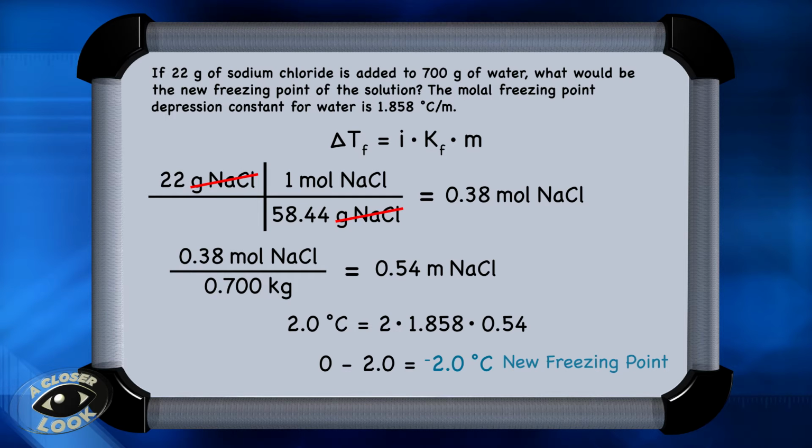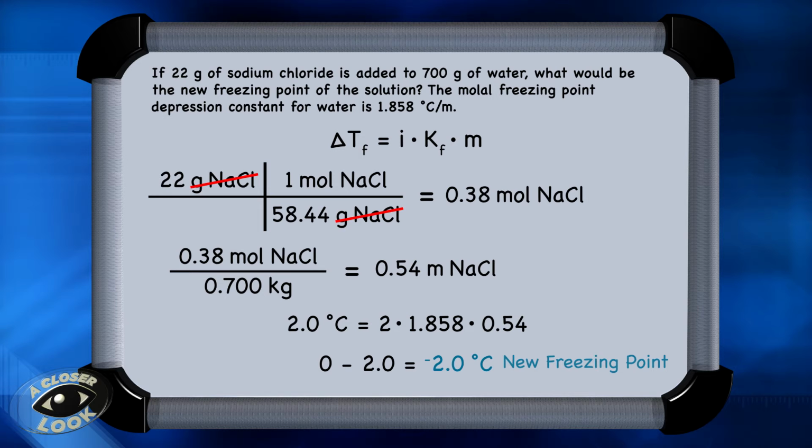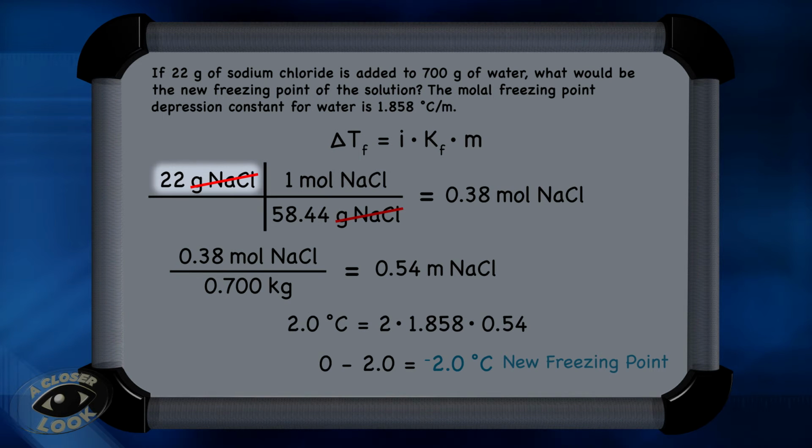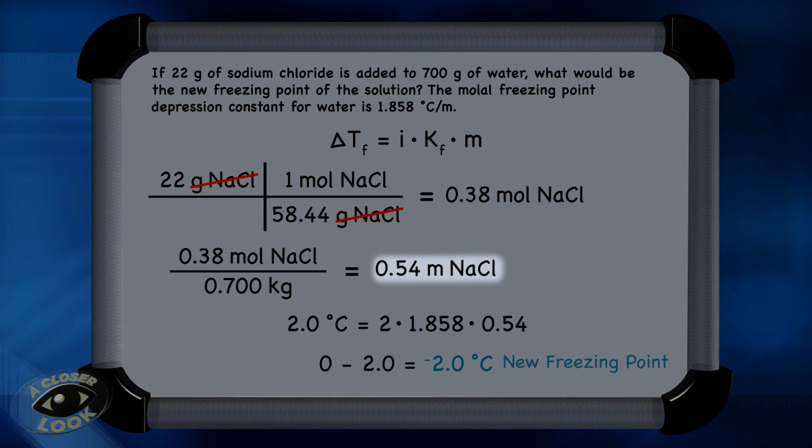So for every mole of sodium chloride that is dissolved, we're going to get 2 moles of ions. The constant was given to us, and we plug that in for K sub F. We determined the molality by taking the 22 grams of sodium chloride that was given to us, using the molar mass from the periodic table to convert to moles of sodium chloride, and then we took the moles of sodium chloride and divided it by the mass of the solvent. But it has to be in kilograms because molality is moles of solute divided by kilograms of solvent. So we took the 0.38 moles and divided that by the 0.700 kilograms, and we found that the molality of this solution was 0.54 molal.